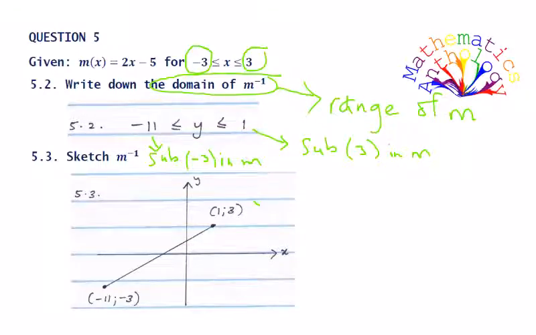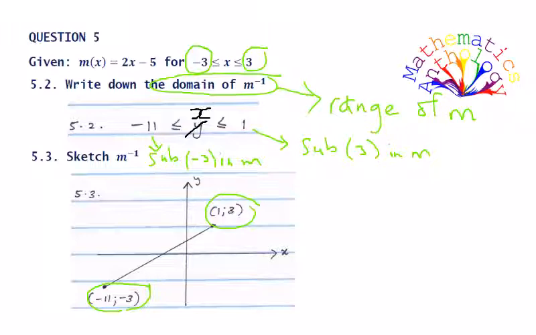But here they're asking us for the domain of the inverse, which is the same as the range of the original. So our answer here should be negative 11 is less than or equal to x is less than or equal to 1, because they asked for the domain.